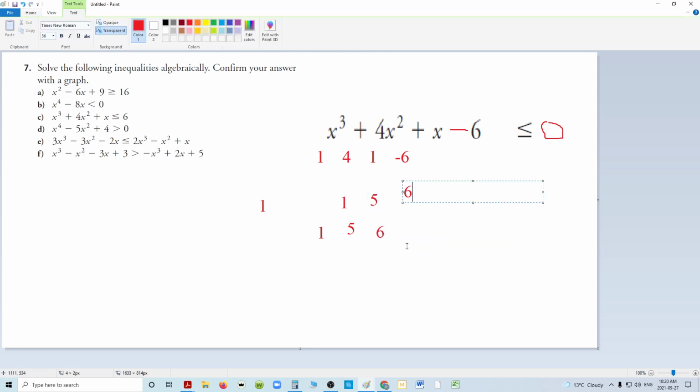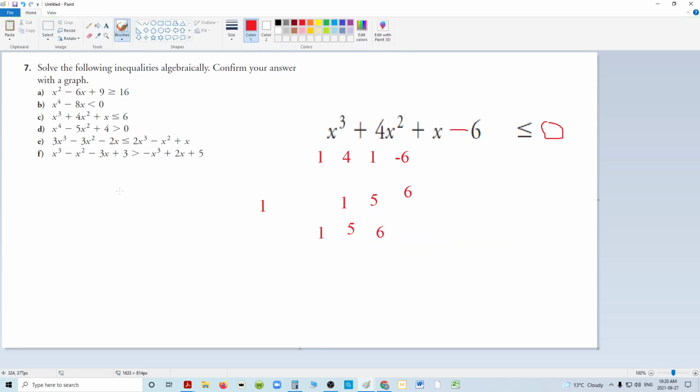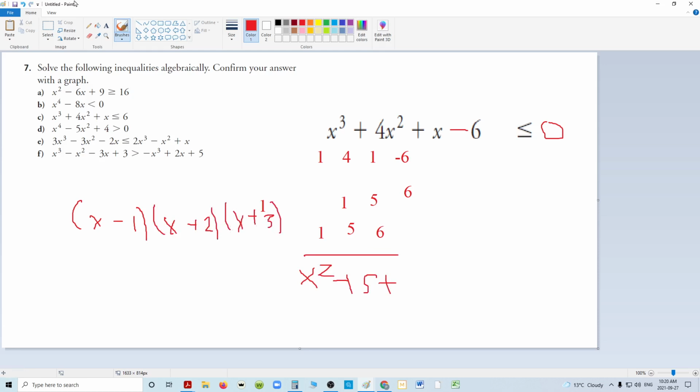Right away you can see that 1 is indeed a factor. So you get x minus 1. And if you look at this, it's x squared plus 5x plus 6, which means it's x plus 2 and x plus 3.